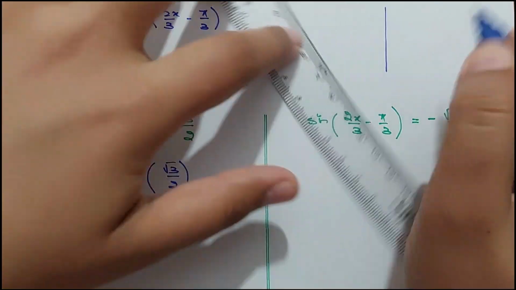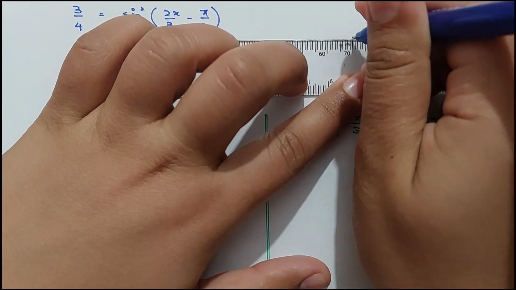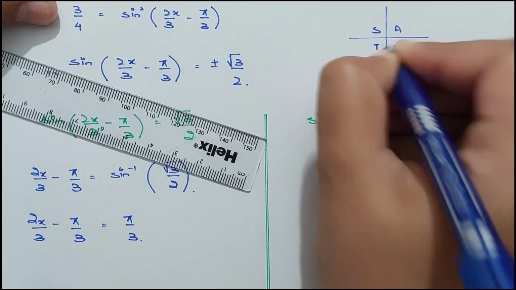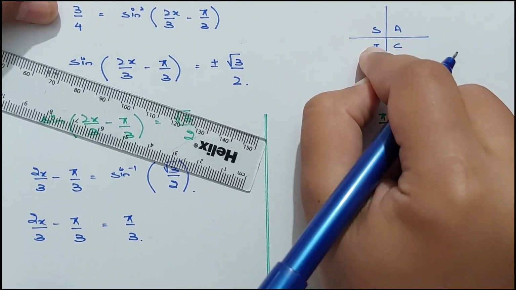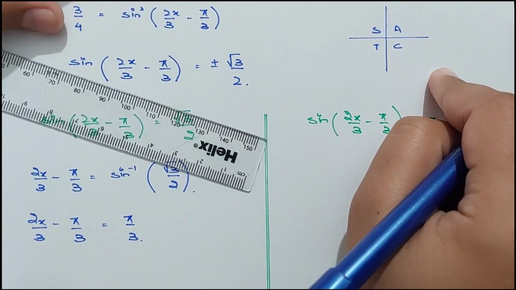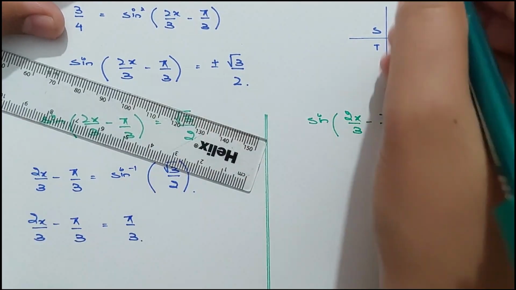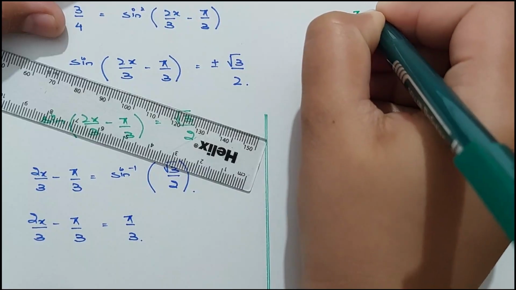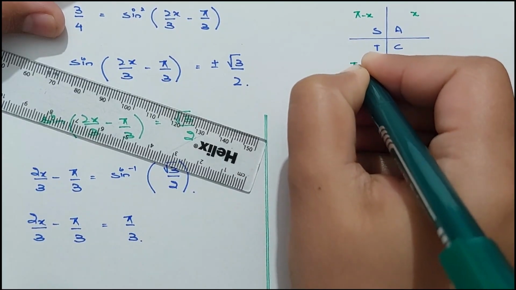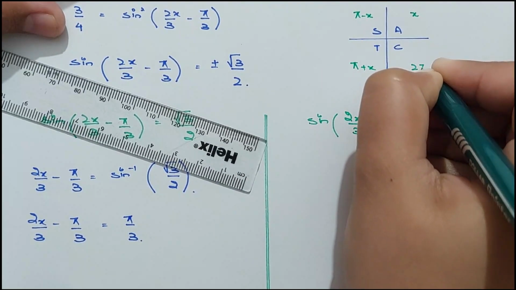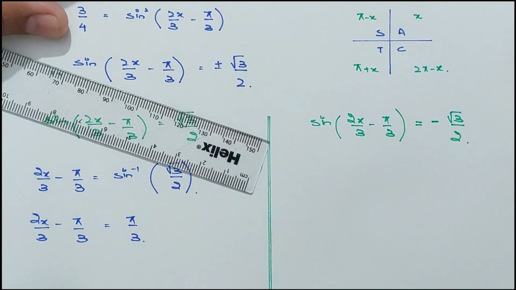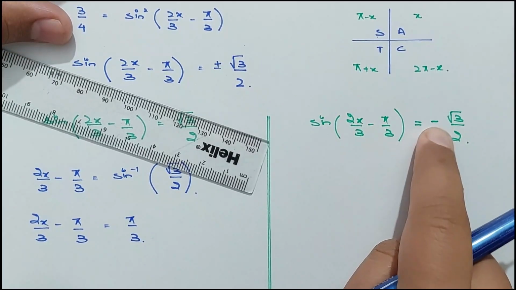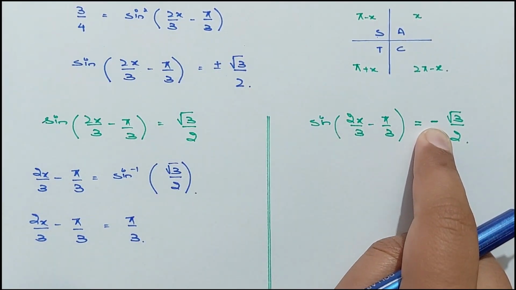Let me draw the CAST rule. Visualize the situation. So the CAST rule, CAST, means all positive, sine positive, tangent positive, and cosine positive, right? And the operations we can apply are x, pi minus x, pi plus x, and 2 pi minus x, right? Now sine is positive in the first quadrant and in the second quadrant, and it is negative in the third and the fourth quadrant, right?